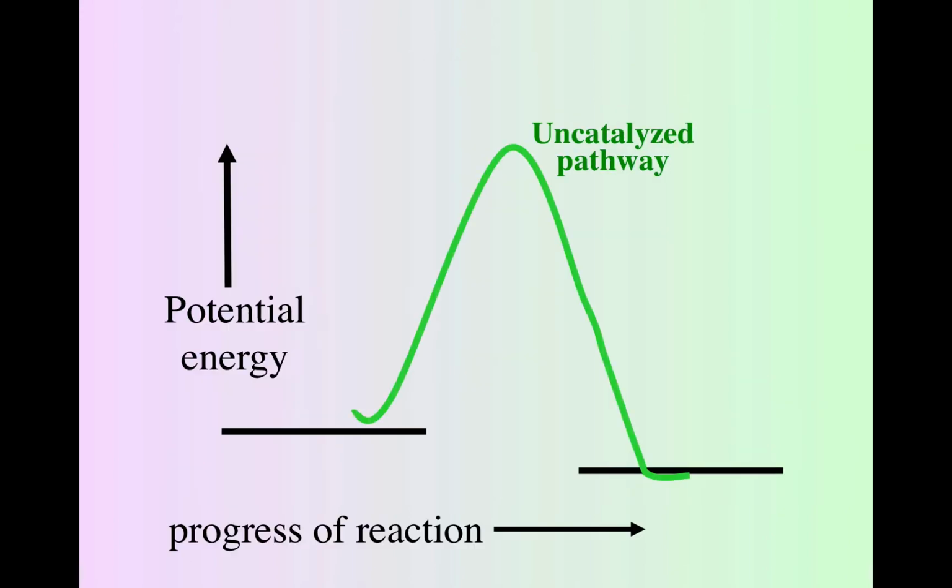So in an uncatalyzed pathway, you have a big hump. If you use a catalyst, it lowers the hump. So more molecules have enough kinetic energy to get over the barrier. So that'll speed the reaction up.